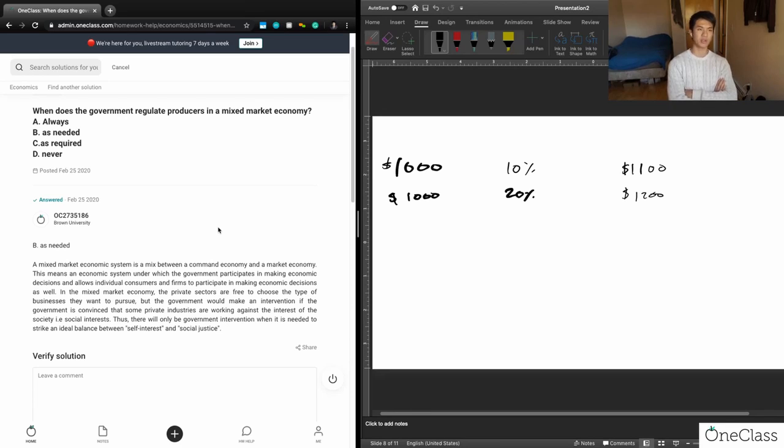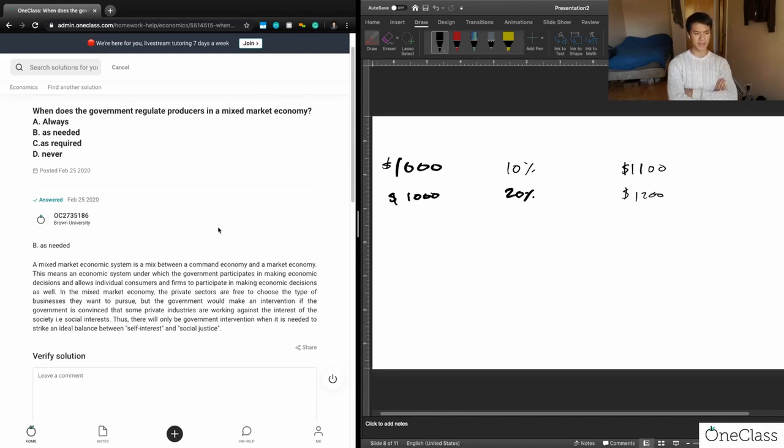If producers in a market didn't have externalities and there were no market failures and it's a perfectly okay market for the private economy to take over, then the government would have no need to intervene. And we know that any government intervention in one of those markets with no market failures is going to actually cause it to be inefficient. So we would say on an as needed basis, the government will regulate producers in a mixed market economy.